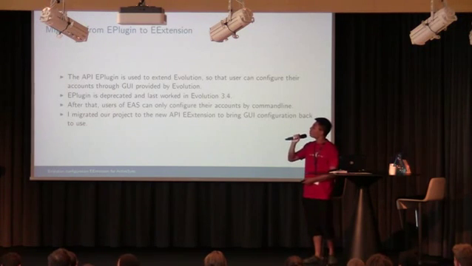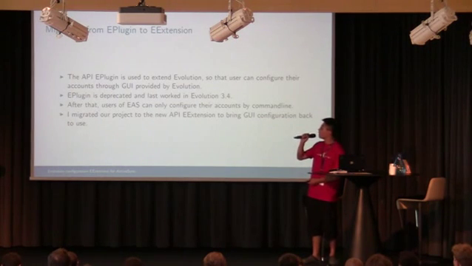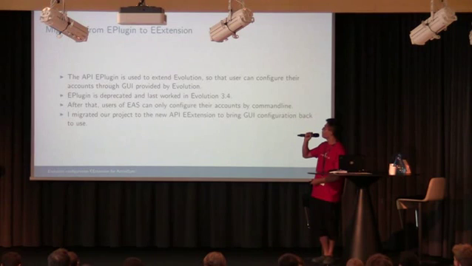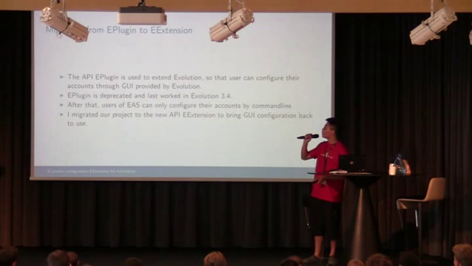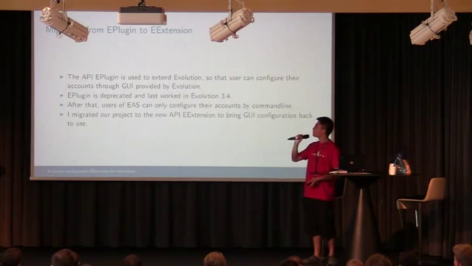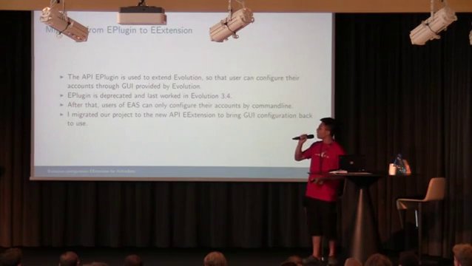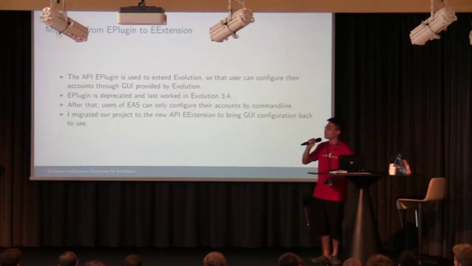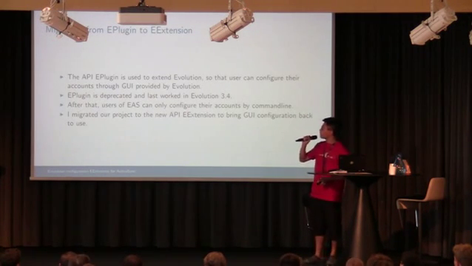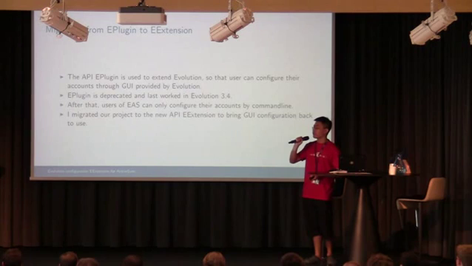And now about my work. My first work is a migration from a plugin to an extension. The plugin is the API used to extend Evolution so that users can configure their accounts using the GUI provided by Evolution. But it's deprecated, and the last version that works is Evolution 3.4. After that, the users of our project could only configure their accounts by command line, which is not very convenient. So I migrated our project to the new API called extension, and we brought back the GUI configuration to users.